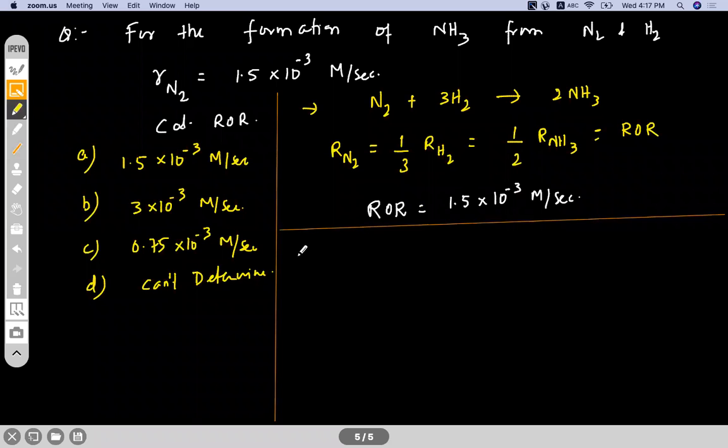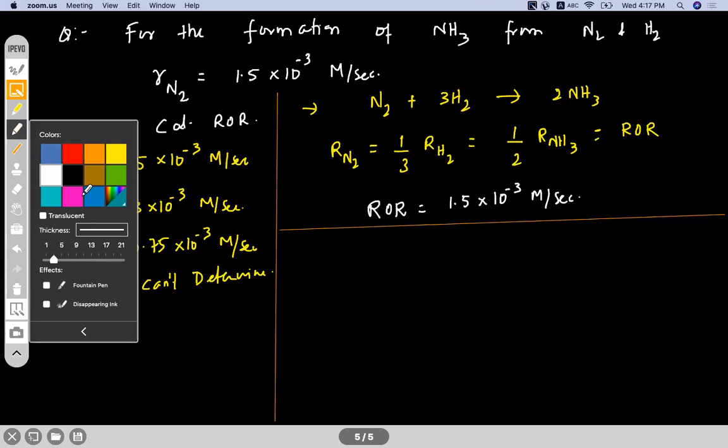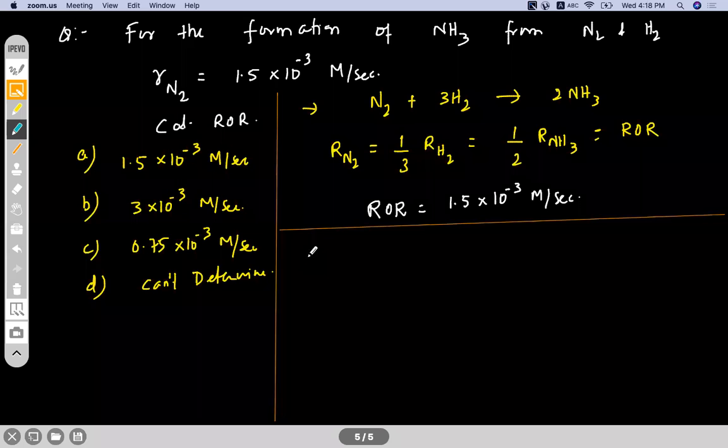Now, suppose what I am doing, I am taking this half of N2 plus 3 by 2 of H2 gives NH3. Suppose this reaction is there.